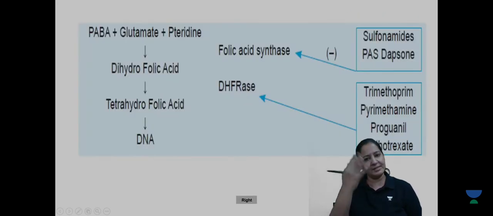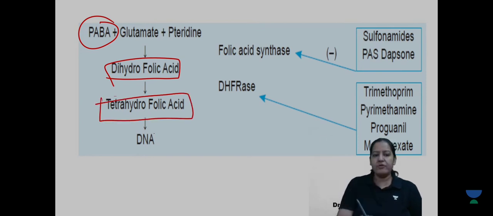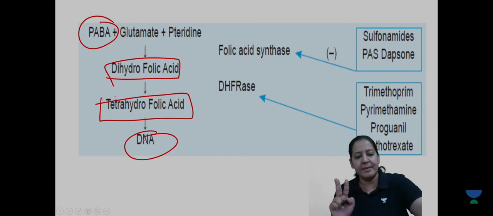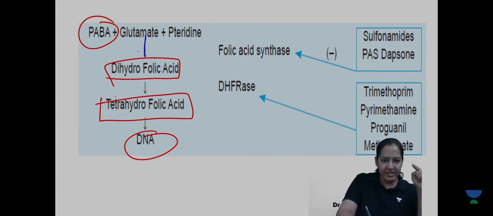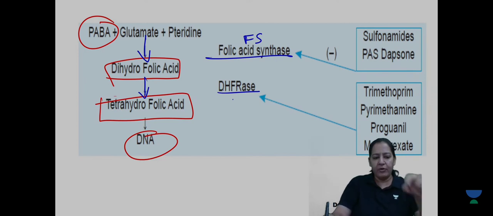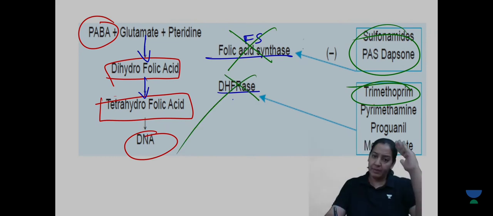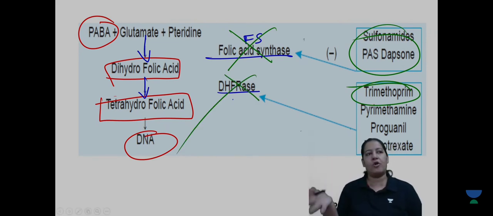You have to write like this, right? The same thing is written here also. PABA gets converted into dihydrofolic acid. Dihydrofolic acid is converted into tetrahydrofolic acid. And tetrahydrofolic acid is required for DNA. So two enzymes are required for this conversion. For the first conversion, folate synthetase is required, and for the second conversion, dihydrofolate reductase is required. Right? Sulfonamide inhibits this enzyme, and trimethoprim inhibits this enzyme. That's why they are used in combination. The combination is known as quadri.